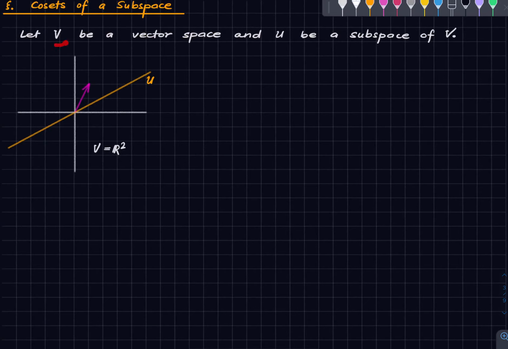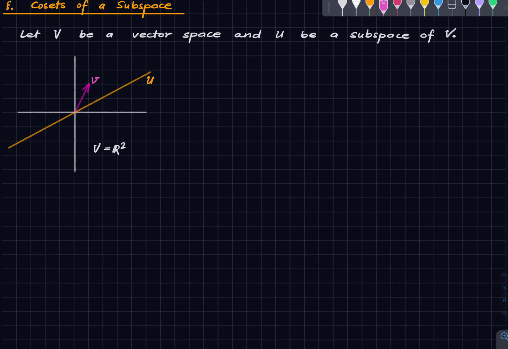So fix a vector space V over some base field F. Here, for example, we have taken the vector space as R2, and fix a subspace of V. Let's say this line passing through the origin. So we want to define cosets of this subspace. Fix a vector little v.